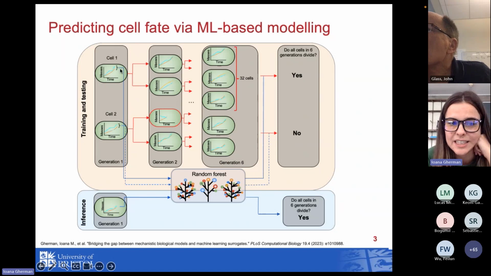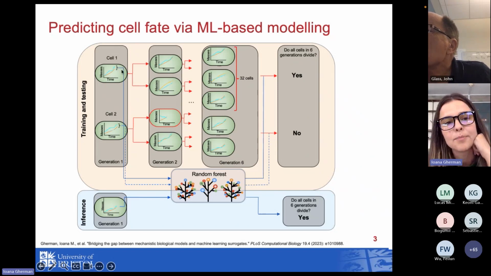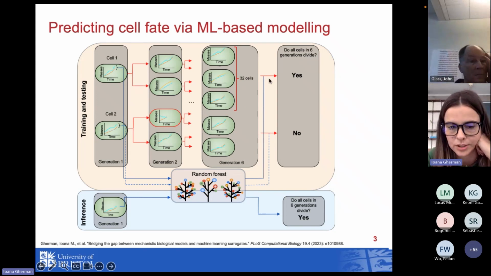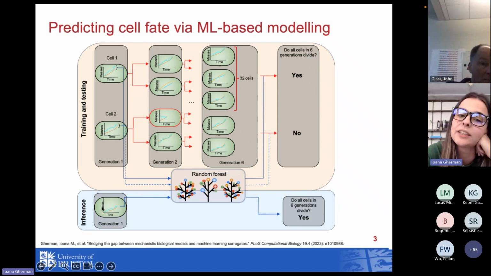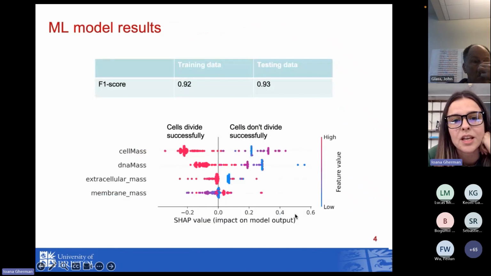So what I did is I trained a machine learning algorithm, a classifier, that based on the information at the end of generation 1, is able to predict whether all the cells here divide or not. The idea being that if this works, we will only have to run 1 generation, but still be able to predict the phenotype that we're interested in.